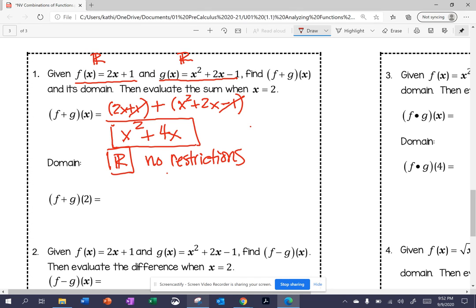And evaluate f plus g at x equals 2. So I'm going to substitute in 2 for x. So 2 squared plus 4 times 2. 2 times 2 is 4, plus 8 is 12.